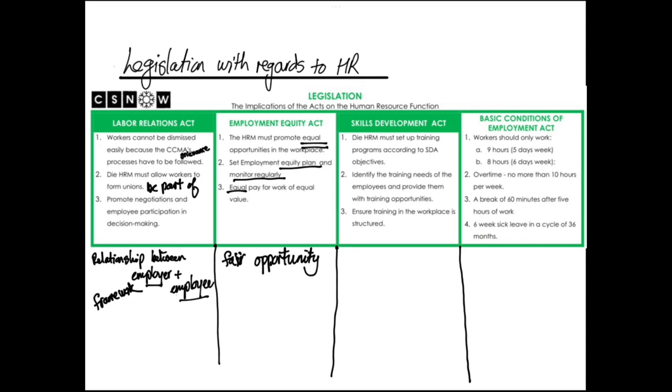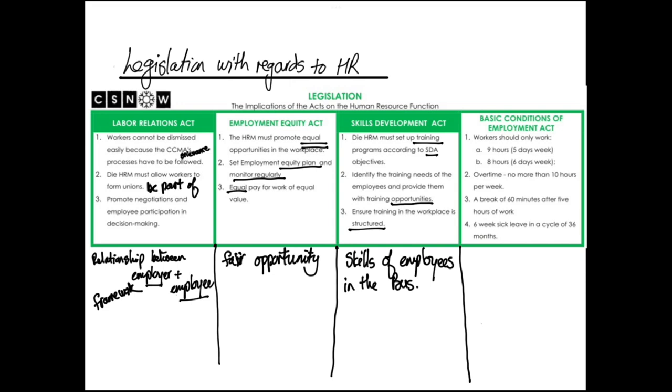Then skills development is all about the skills of employees. And this development will happen in the business. So that means inside the business with the employees. So the human resource manager must set up training according to the Skills Development Act. And then you need to identify training needs of the employees and provide them with opportunities. You can't force them to do the training, but you must give them the opportunity. And then you need to make sure that training in the workplace is structured. The reason why you need to structure it is, when you do unnecessary training, they will get skills that they won't need or skills that they can't use in the business, and then you've spent money on something unnecessarily.